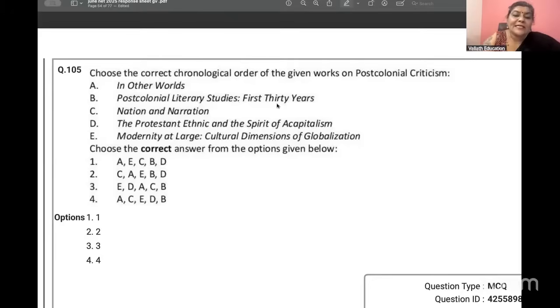Post-colonial literary studies first 30 years. Arey yaar, post-colonial studies started in 1990s. First 30 years, matlab, it must be a book written in the 21st century. Post-colonial theory, which studied post-colonial literature, started only in 1990. Okay, 1990s is post-colonialism. So, B and A, capitalism sounds like a 21st century concept. You should think. A, capitalism is not an early concept. These are all current concepts. So B and D must be last, you should think. Like that, with common sense, maybe you will be able to get it.